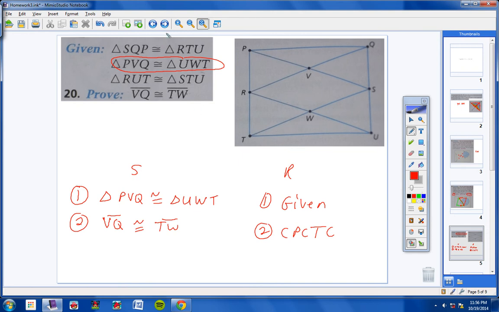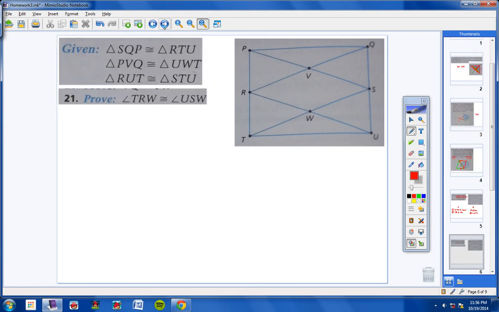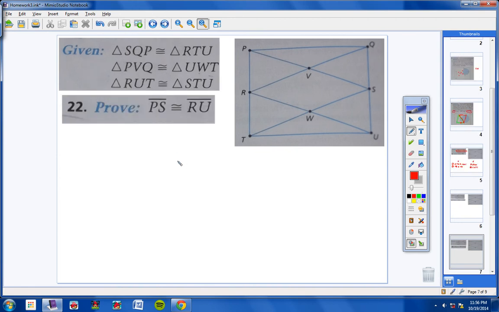Okay? All right, moving on to number 21. Actually, let's jump on to 22, and then come back to 21, okay? Now, 22, same thing. Look at this. PS congruent to RU, right there. So we're done, guys. Look, let's prove that PS is congruent to RU, okay?